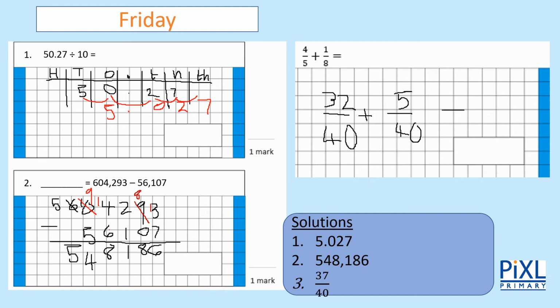And then let's add them together. Only my numerators, we never add the denominators. 5 add 32 is 37. So my answer is 37/40.